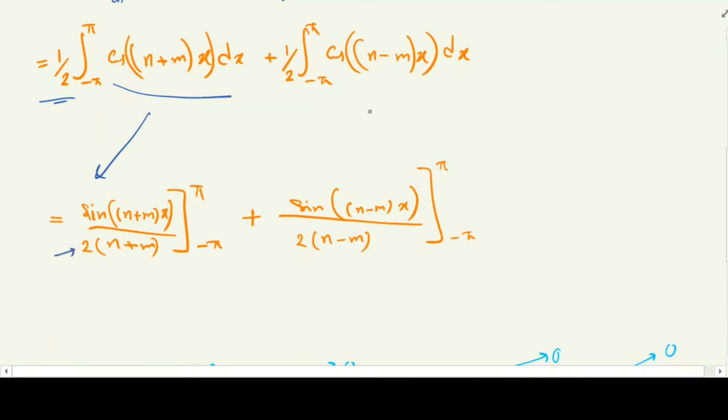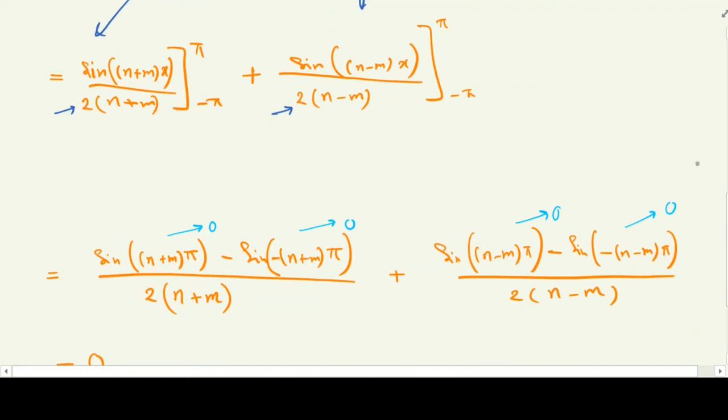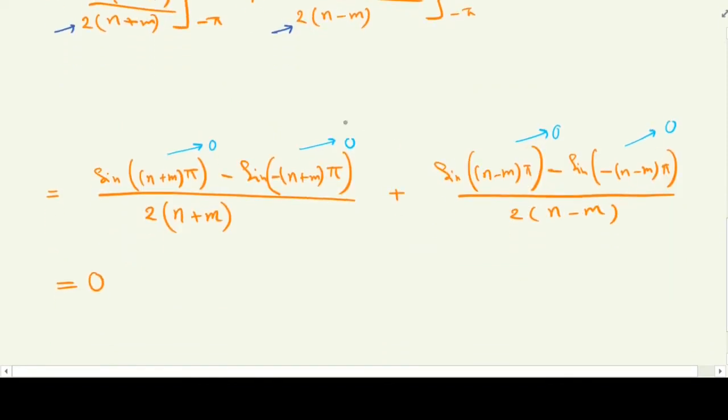For the second one, we're going to have the integral of cosine (n minus m)x, which is going to be sine of (n minus m) times x divided by (n minus m). And we have a factor of 1 over 2 from here. So from minus pi to pi, and if you substitute pi and minus pi into this equation and subtract from each other, you get this equation.